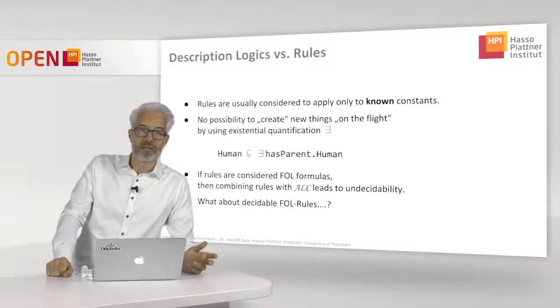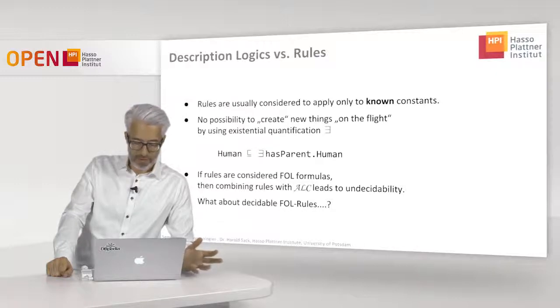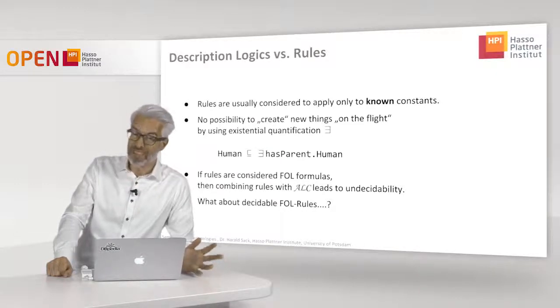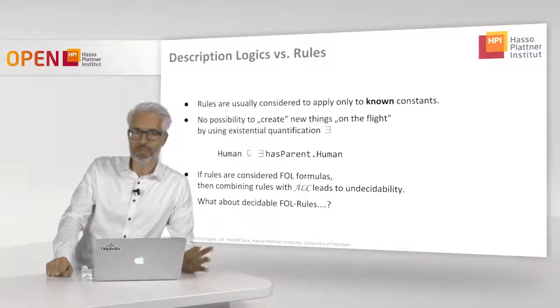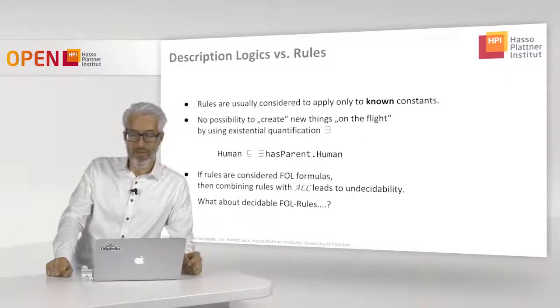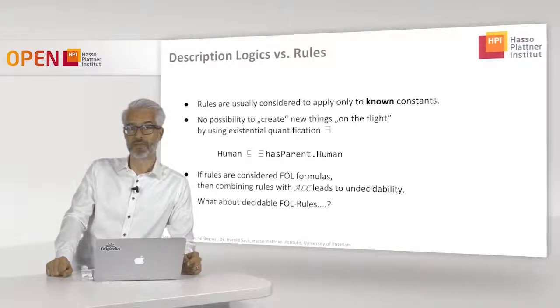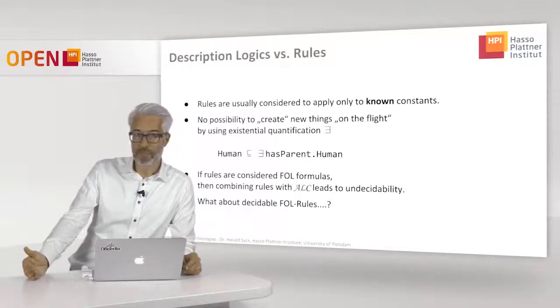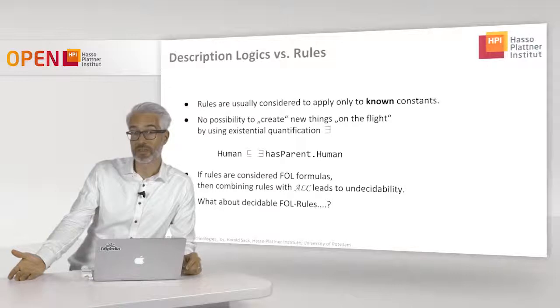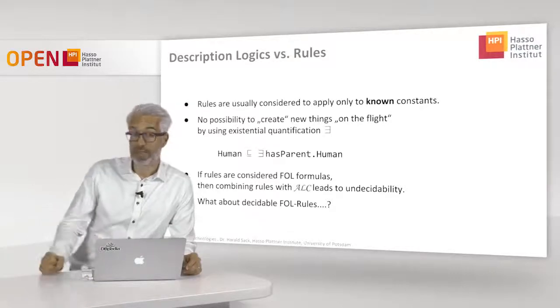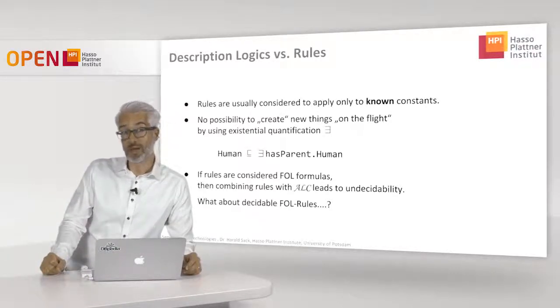If rules are considered as first-order logic formulas, and I then combine them with ALC, our description logic, this would lead to undecidability. So, of course, we have more expressivity, but on the other hand, it's first-order logic, so therefore it's undecidable. So what you have to do is try to find restrictions for rules so that we can maintain decidability.